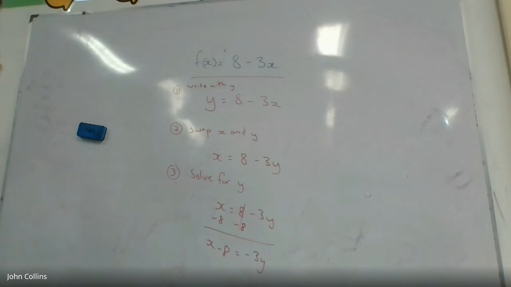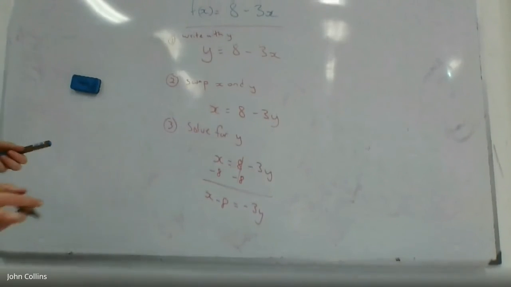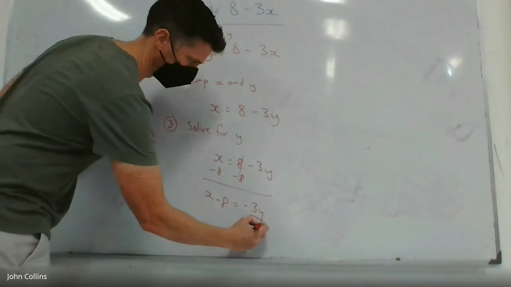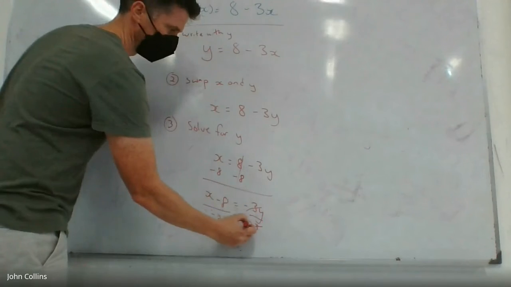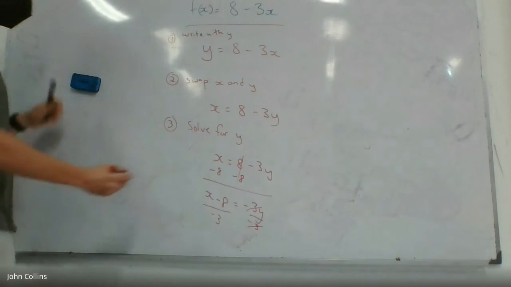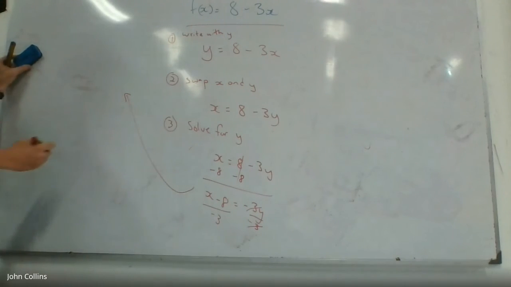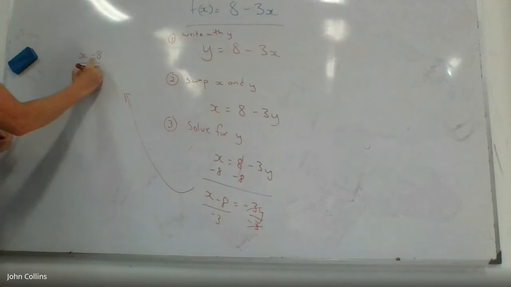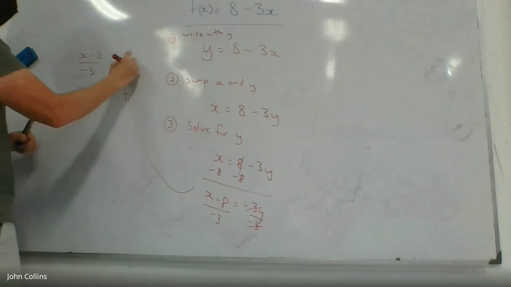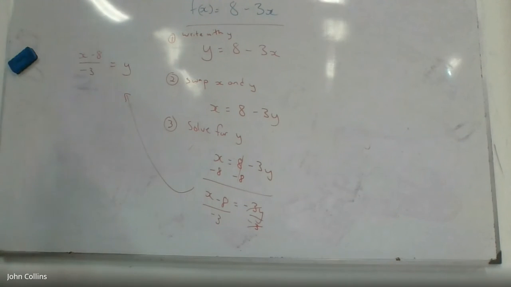How do I get rid of a minus 3 times y, Valentina? Divide by minus 3. So minus 3 divides into minus 3 once. That's why you need this skill from the previous unit. What am I left with? x minus 8 divided by minus 3 is equal to y. That is the inverse function.